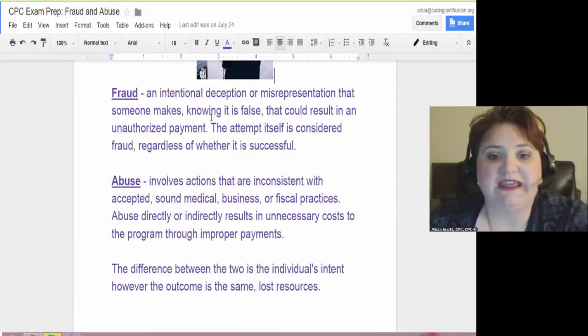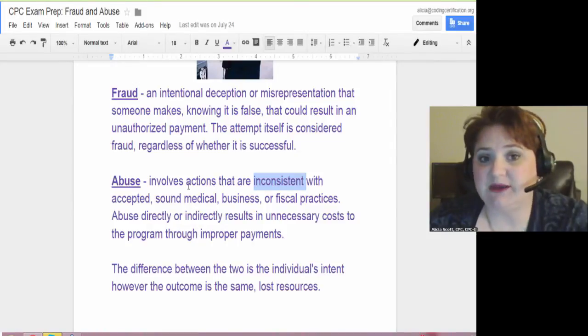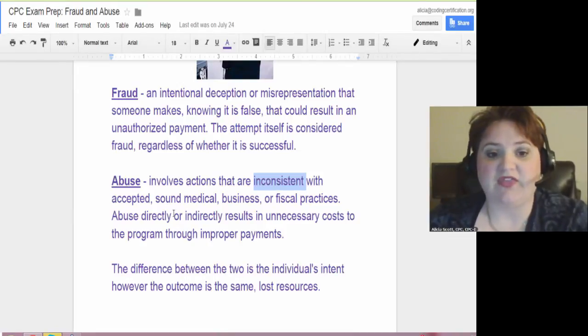So, with fraud, you are knowingly doing something false. With abuse, you're not doing it on purpose. However, you were not being proactive to make sure that you were doing things correctly, or you are just inconsistent. In other words, like Joanne mentioned, when you get a doctor's office that is just all over the place and you don't have somebody in charge like a CPPM, then this is what you're going to see a lot of: abuse, inconsistency, and mistakes being made that cause a fiscal problem.